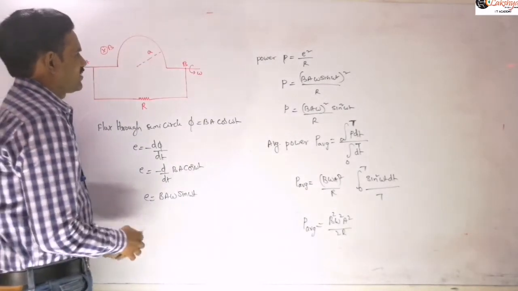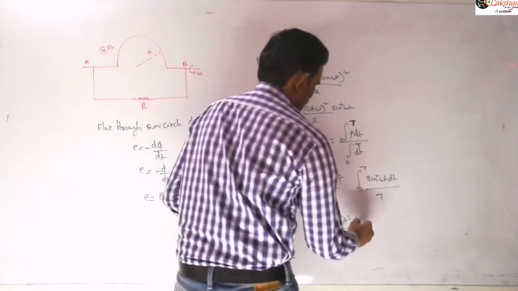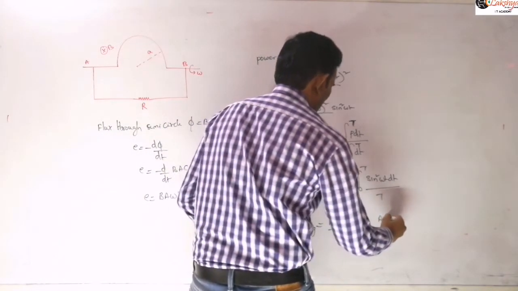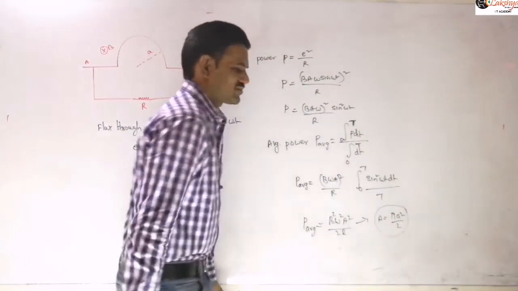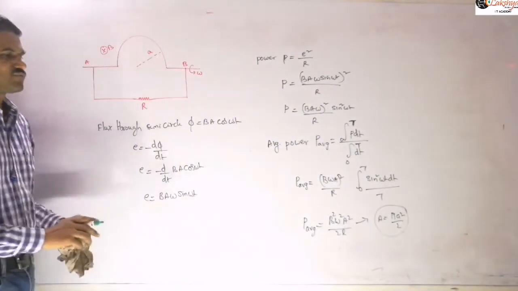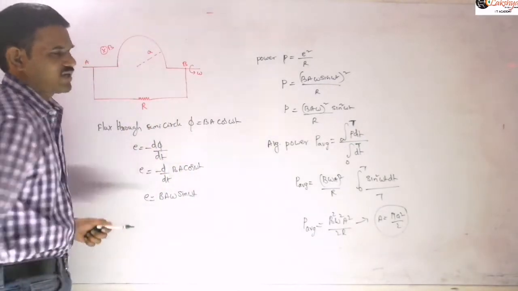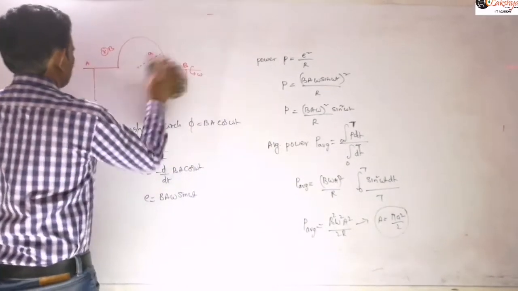And A means finally we can substitute here that A value is pi a square by 2. You need to remember this, pi a square by 2. So finally substitute that value because we are taking only half here, a semicircle.